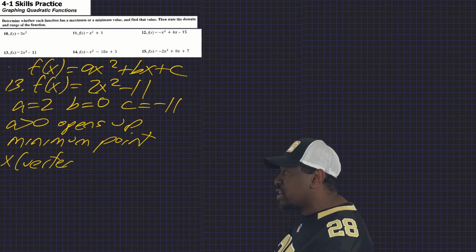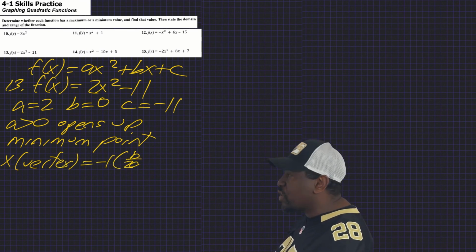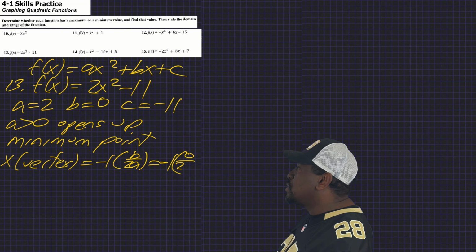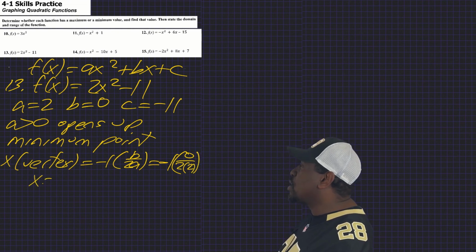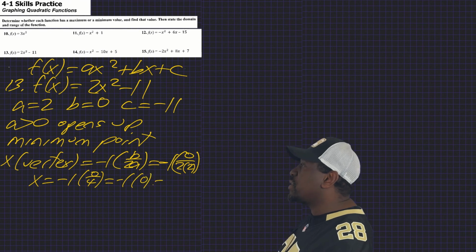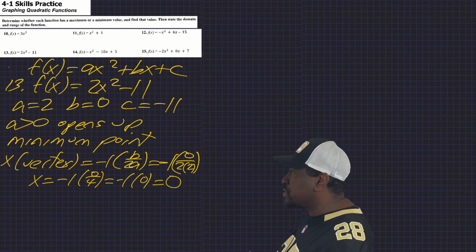So in order to get our minimum value, we get again the x-coordinate of the vertex, negative b over 2a. We substitute 0 for b. We substitute 2 for a. So we have 0 divided by 2 times 2. 2 times 2 is 4, so we have 0 over 4. 0 divided by any number is 0.